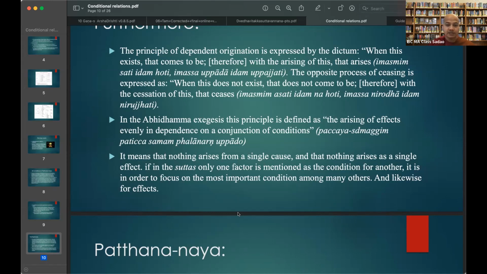It means nothing arises from a single cause, and nothing arises as a single effect. If in the suttas only one factor is mentioned as the condition for another, it is in order to focus on the most important condition among many others, and likewise for effects. So here, I think, you see that this is expressed very clearly regarding the causality expressed in early Buddhist texts, causality of events in terms of cause and effect.